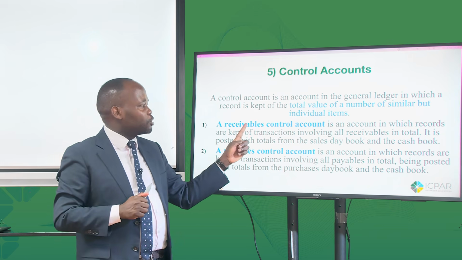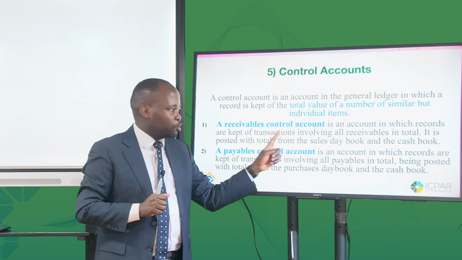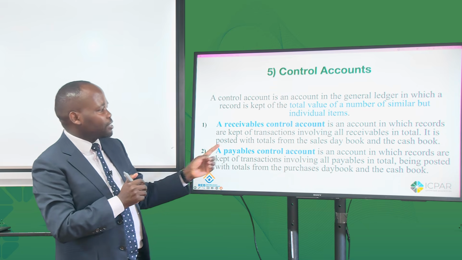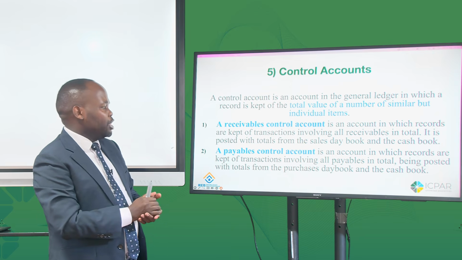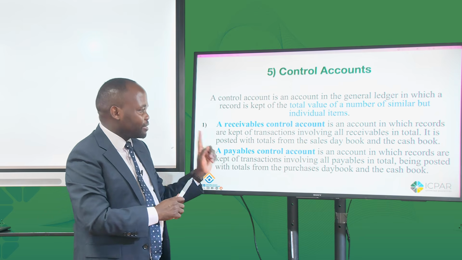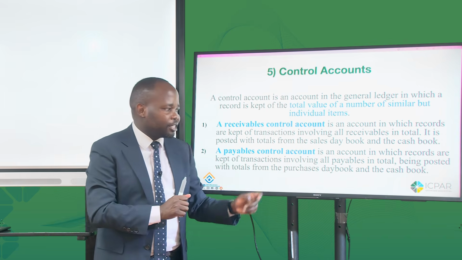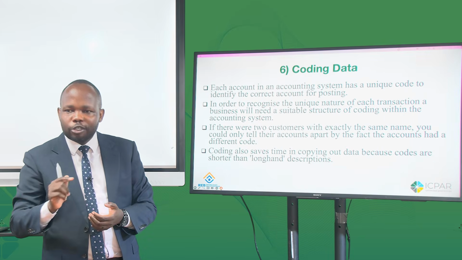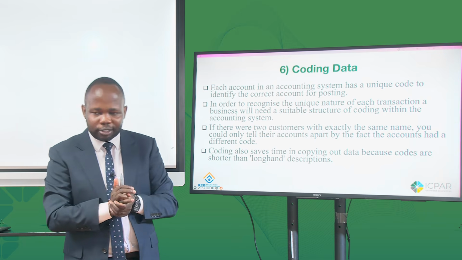So a receivables control account is an account in which a record is kept of transactions involving all receivables. It is posted with the totals from the day books and the cash book. The opposite of that is a payables control account, where it's a record of all transactions involving payables, being posted with totals from the purchase day book and the cash book. So there are two types of control accounts. It is either receivables or it is payables.